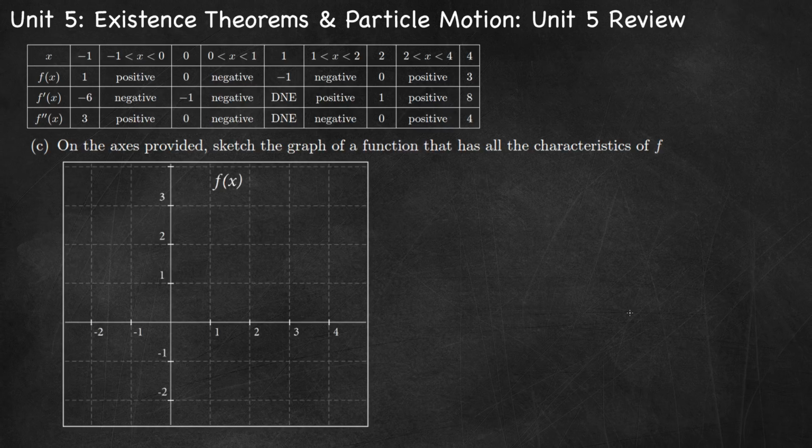Part C, on the axes provided, sketch the graph of a function that has all the characteristics of f. So there are a few points that we know for sure where they belong. When x is -1, f is 1. So that point is on our graph. And then we have (0, 0), (1, -1), (2, 0), and (4, 3).